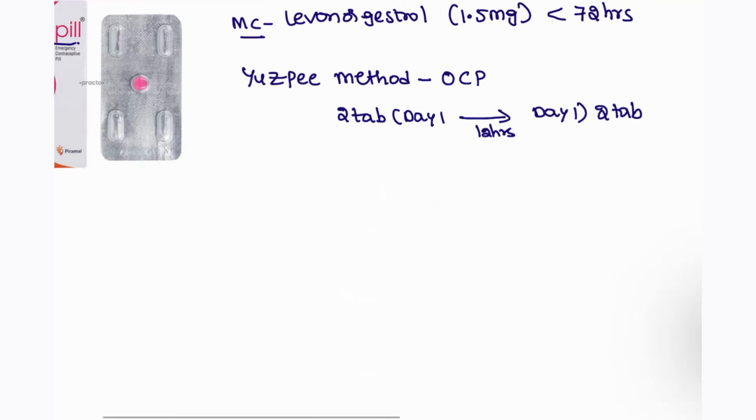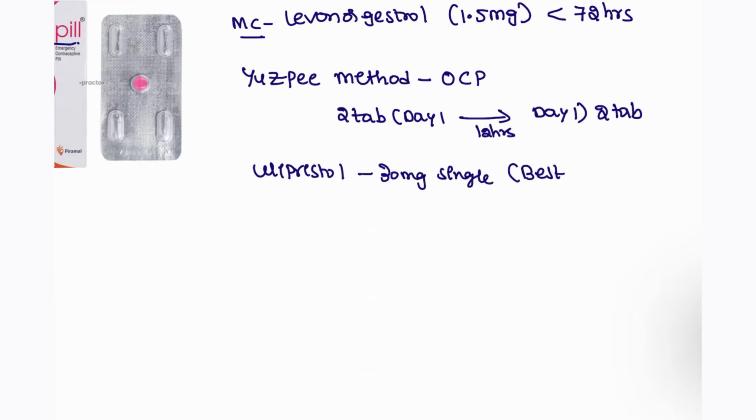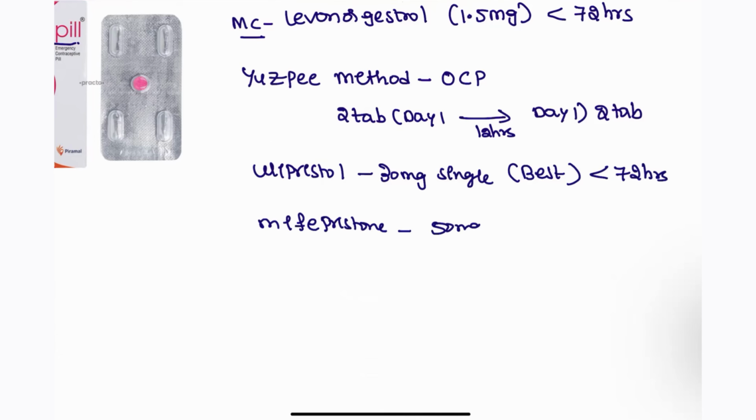Next, ulipristal. This ulipristal is a 30 mg single dose, but it is a very good method. It has a very high sensitivity, and a single 30 mg dose is taken. This is also used within 72 hours. Next, another one is mifepristone, a 50 mg single dose, which is less effective.